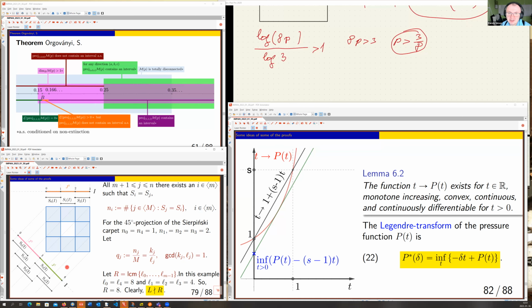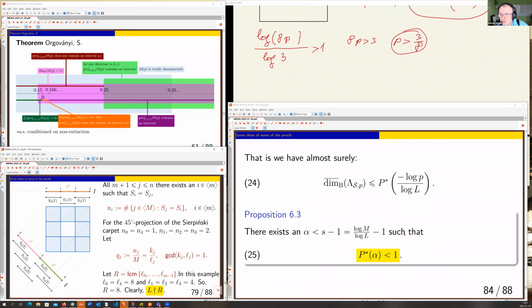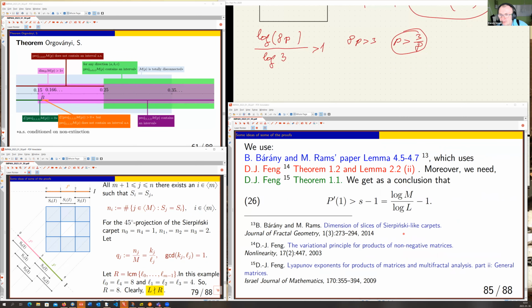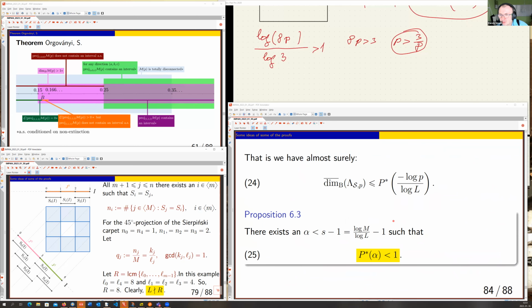So we have this theorem, which I mentioned over here, whose conclusion is that the dimension is smaller than 1. We just managed to get that the dimension is smaller than this number, and this number is smaller than 1, so we get that the dimension is smaller than 1. But this is just an upper bound on the dimension. We do not have a formula for the dimension.